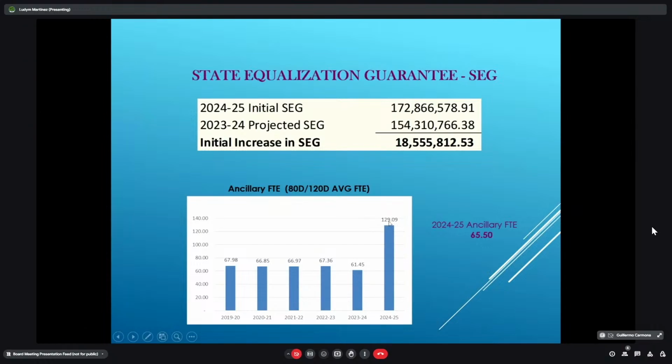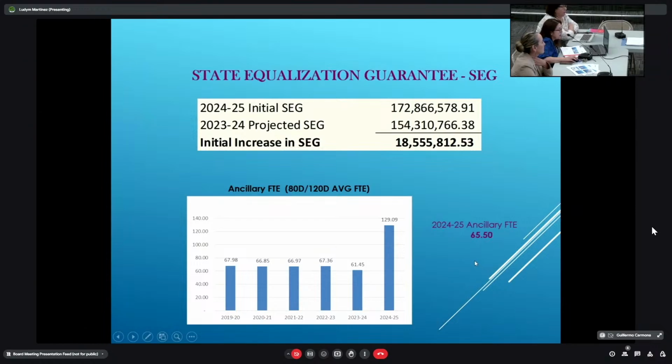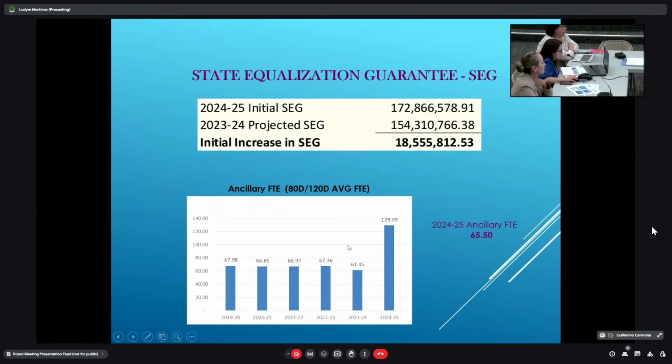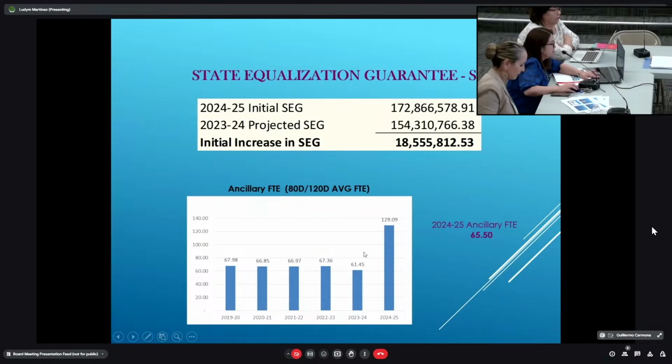It's 129.09%. We believe that amount is incorrect, and we think that number should be more around 65.5. So we don't believe that amount is accurate, and we have reached out to New Mexico PED, and they're working on it.